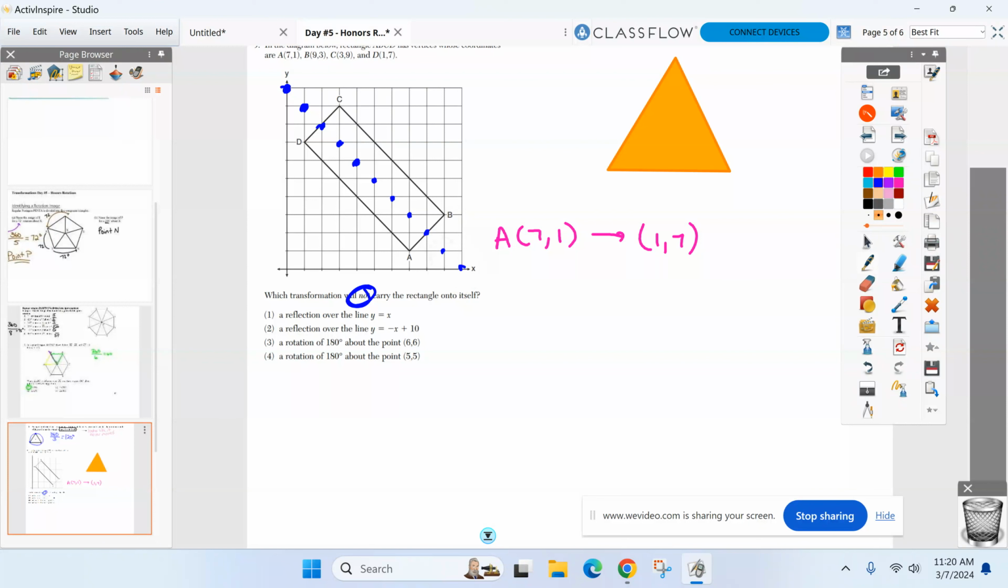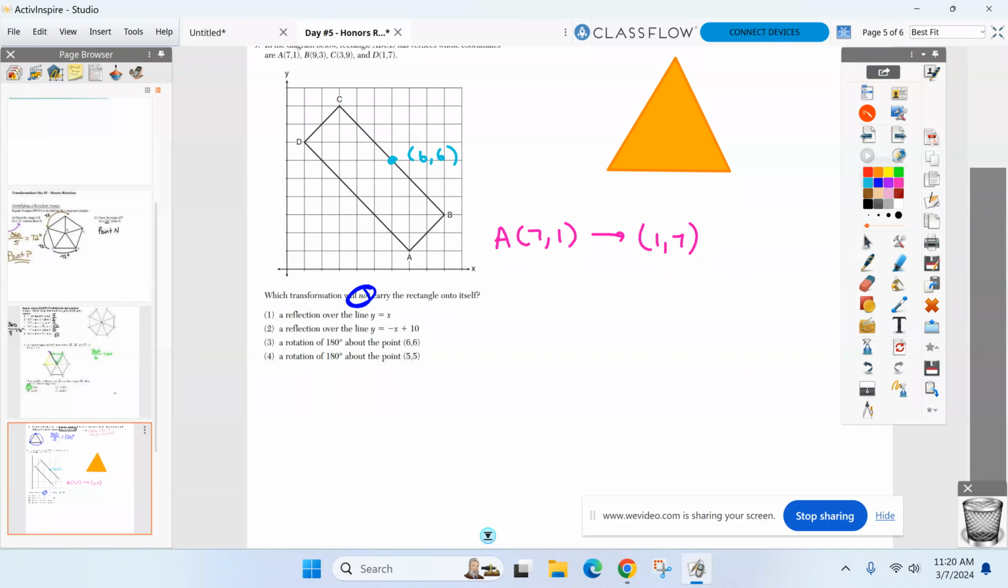You ready for three? A rotation of 180, but not around the origin. So you can't turn your paper here. Not around the origin, around 6, 6. Everyone find where that point is, 6, 6, because that's what I'm going to rotate around. 1, 2, 3, 4, 5, 6. There it is, 6, 6. I'm going to rotate it around that point.